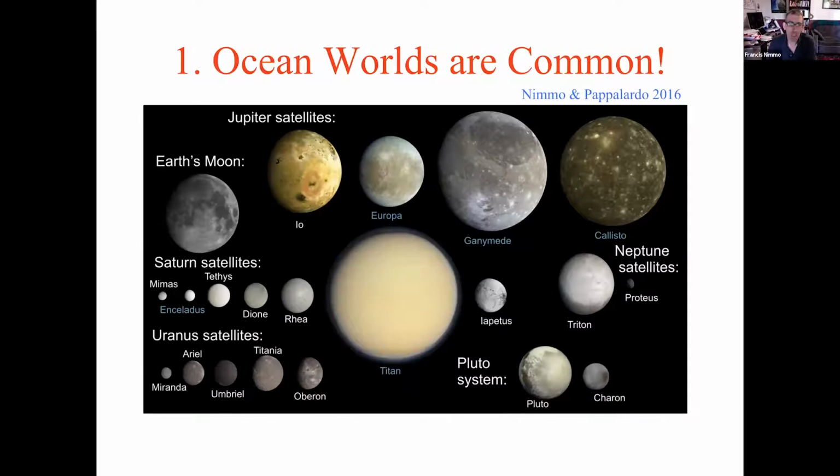So like I said, ocean worlds are common. This is a montage of the satellites of the outer solar system to correct relative scale. You can see the Earth's moon for scale. But the point is that the ones in blue are the ones where we're pretty sure there is a subsurface ocean. So Europa, Ganymede, Callisto, Enceladus, and Titan, we're pretty sure have oceans. And then other bodies like Triton or Pluto may also have subsurface oceans too. So there are a lot of presumed oceans out there.